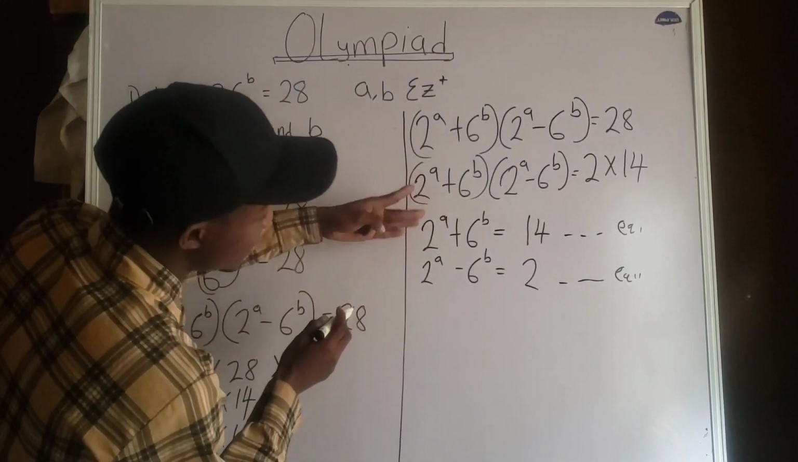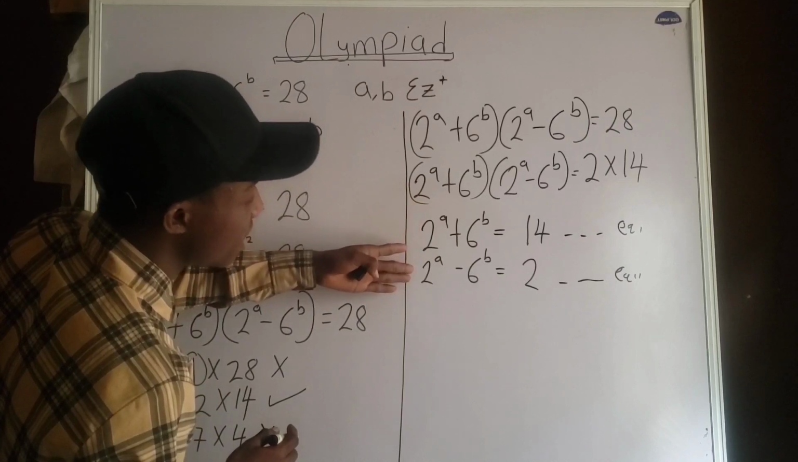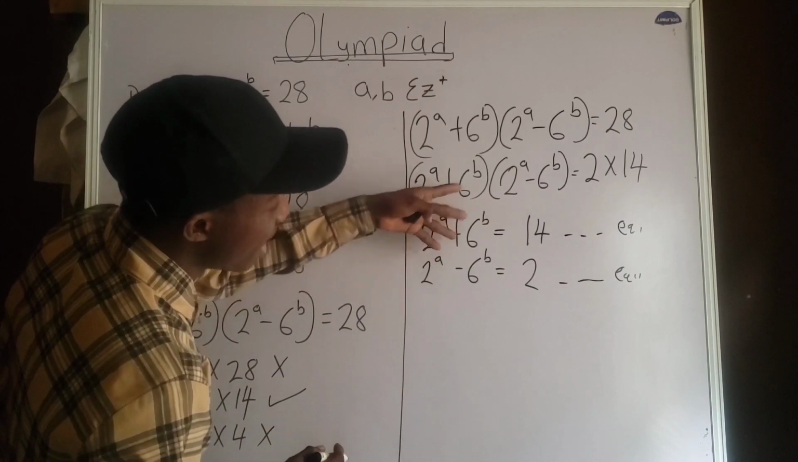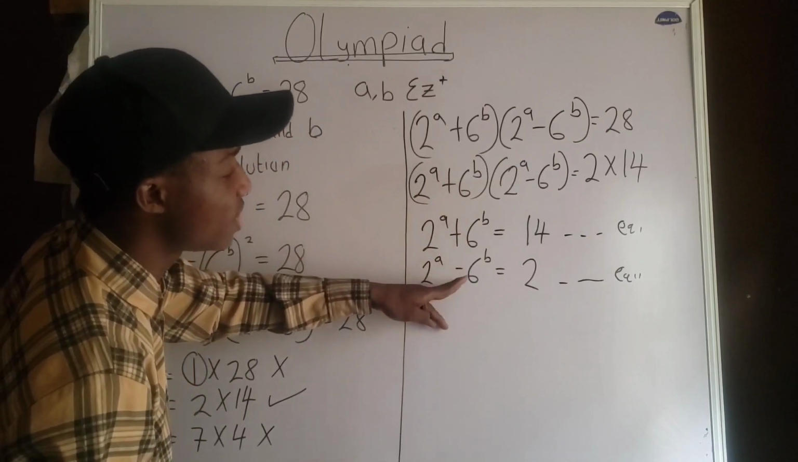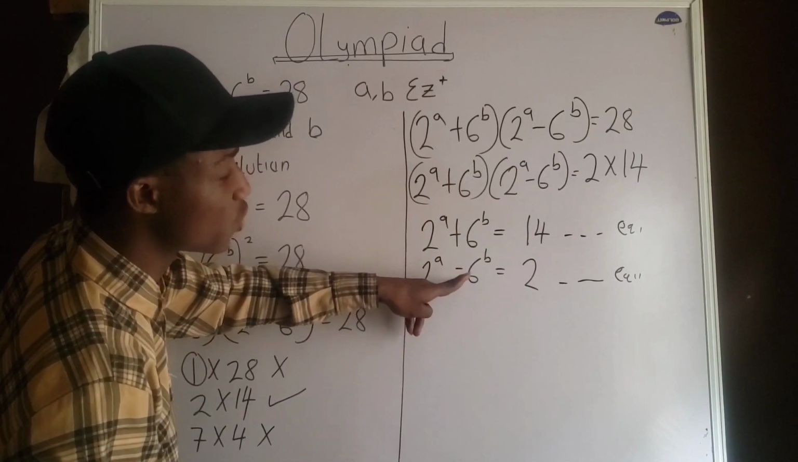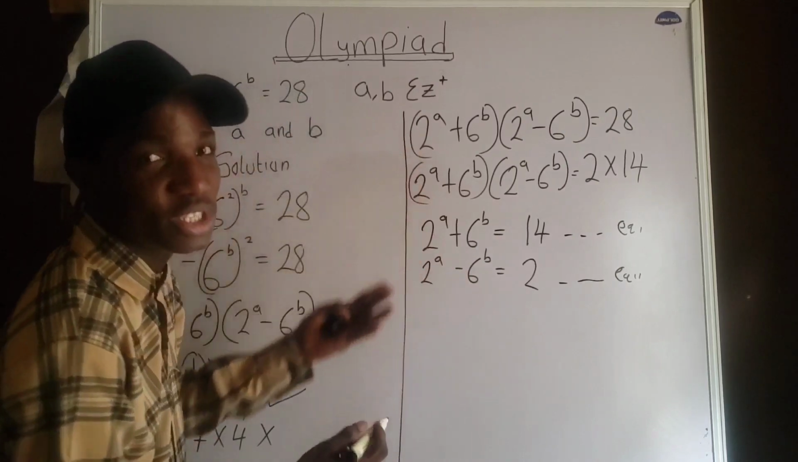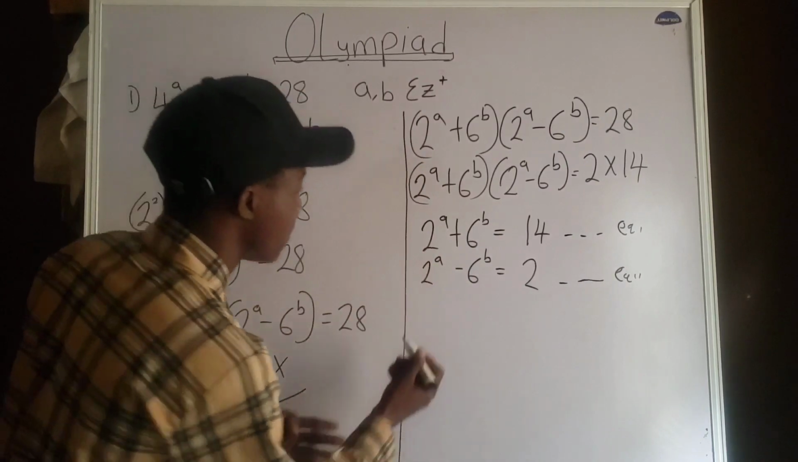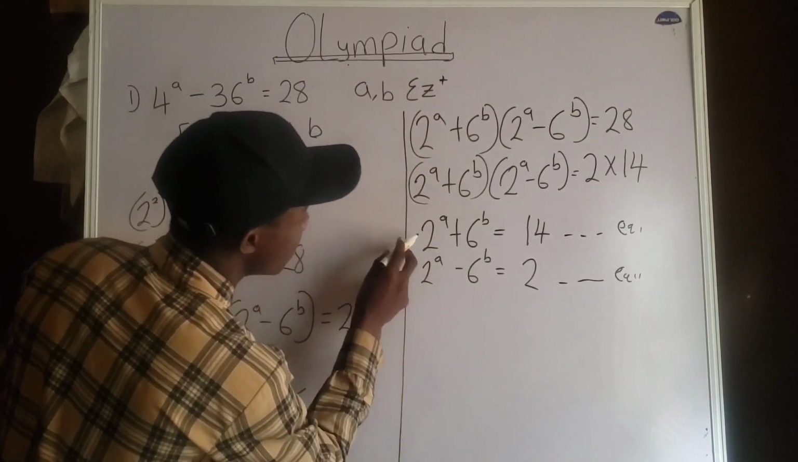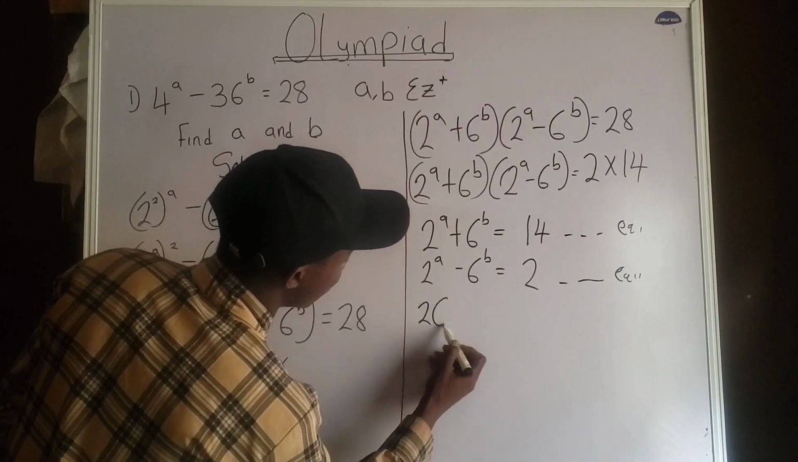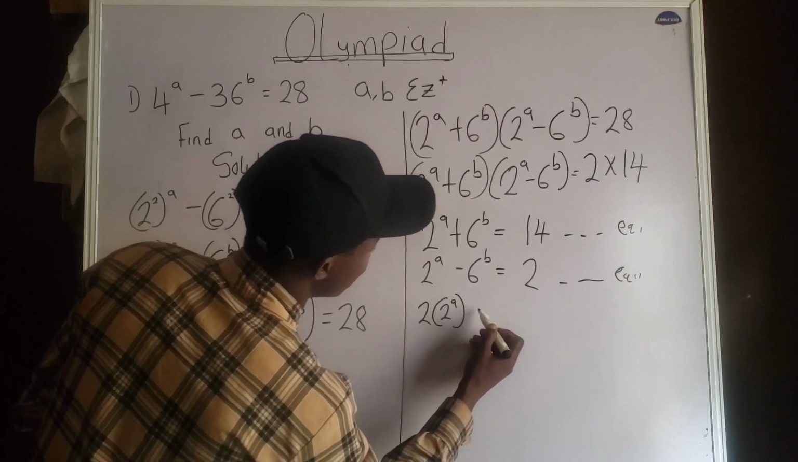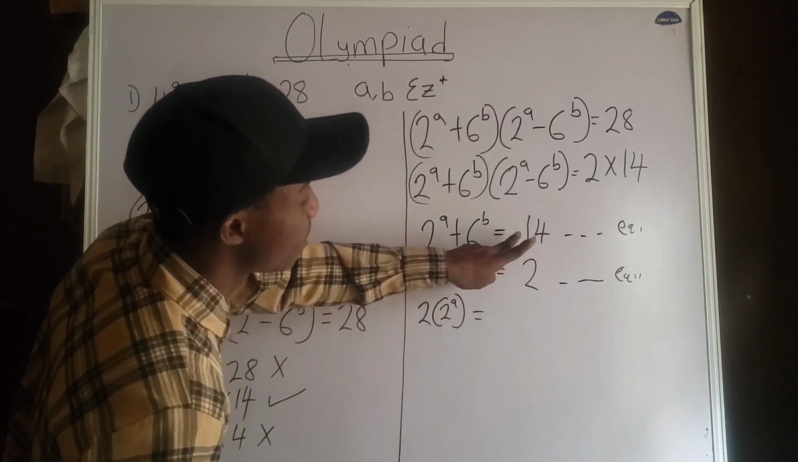Now if you look at the sign between 2 raised to the power of a and 2 raised to the power of a, it is positive. But the sign at the front of 6 raised to the power of b and 6 raised to the power of b in equation 2 is negative. So if I add up these equations, I have already eliminated b, which makes it simple. So I'm going to have 2 raised to the power of a plus 2 raised to the power of a, that is 2 into brackets 2 raised to the power of a, is equals to 14 plus 2.